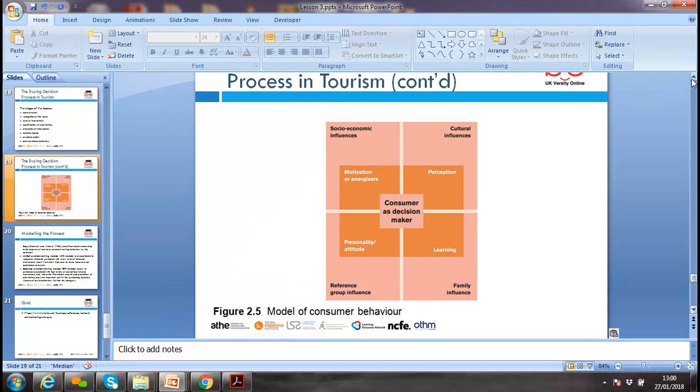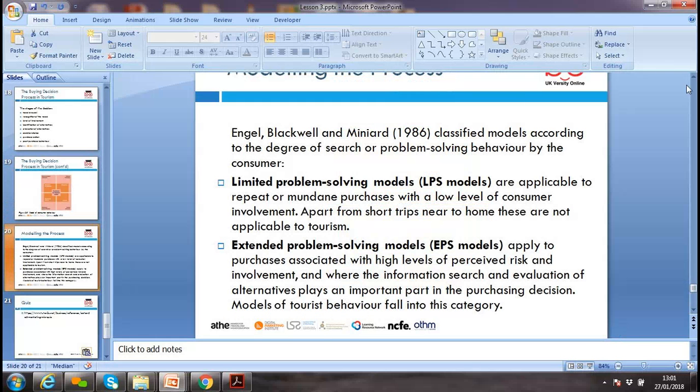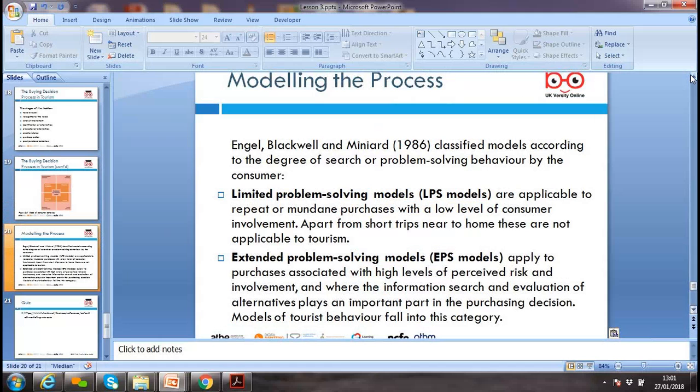The next model is called process in tourism industries. We discussed technically first social economic influence, cultural influence, reference group, and the family. Then other models, different models: the limited problem solving model, LPS model, is applicable to repeat purchases with a low level of consumer involvement. Short trips near home are not applicable.